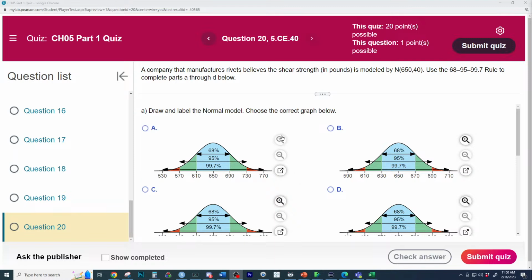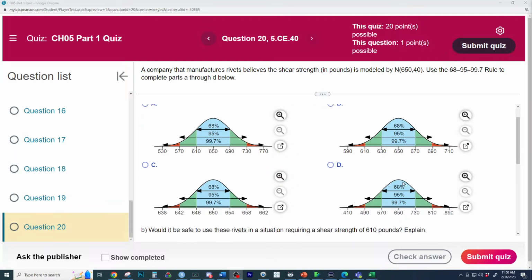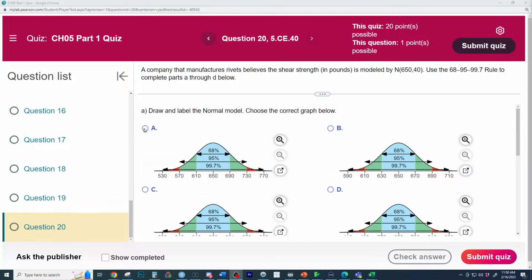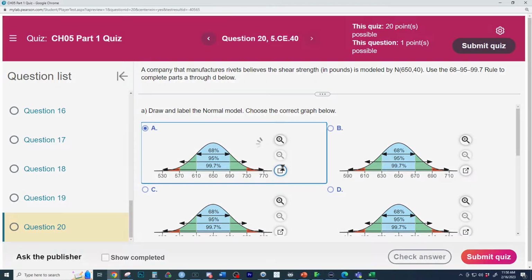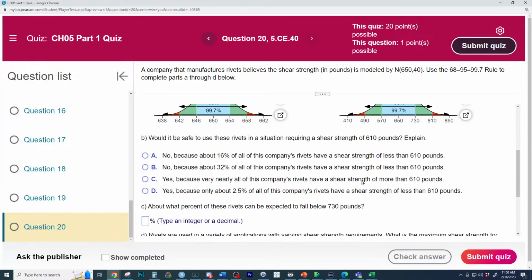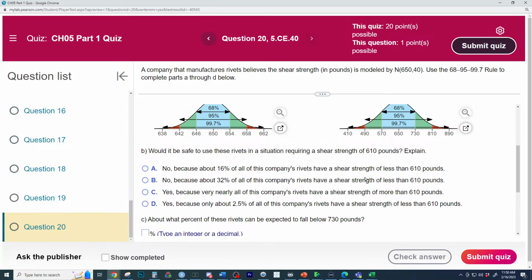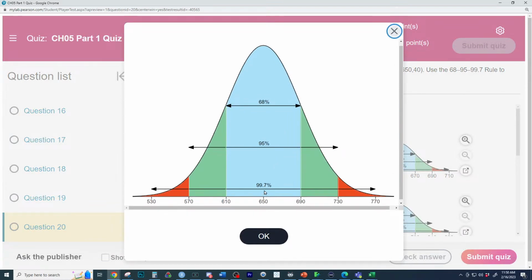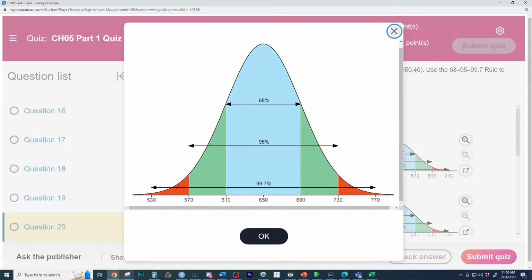A company that manufactures rivets right here has a shear strength with a mean of 650 and a standard deviation of 40. So all of these have the right mean, and this one has the right standard deviation. That's all you're really looking for on this first graphic. And they show you the empirical rule showing the 68, 95, 99.7. Next question says, would it be safe to use these rivets in a situation which requires a shear strength of 610? So 610 is down here at a z-score of what? Very quickly and easily, we should see 610 has a z-score of what?